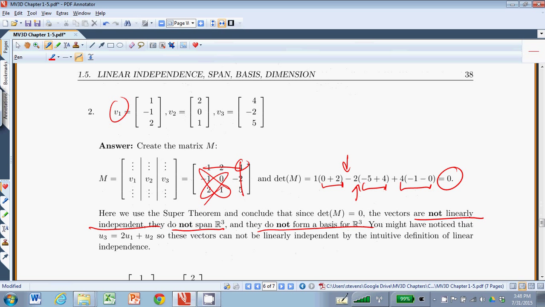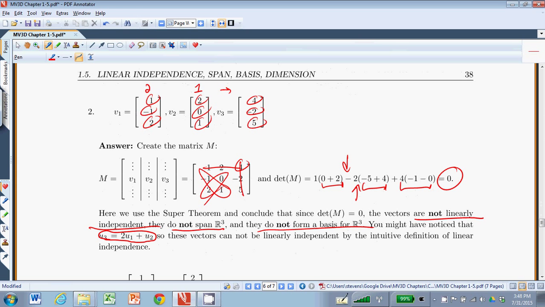And what you may have noticed, but probably didn't, is that U3 can actually be obtained as a linear combination of U1 and U2. For example, if you take 2 times U1 and add it to 1 times U2, you'll actually get U3. So you get 2 plus 2 is 4, negative 2 plus 0 is negative 2, 4 plus 1 is 5.